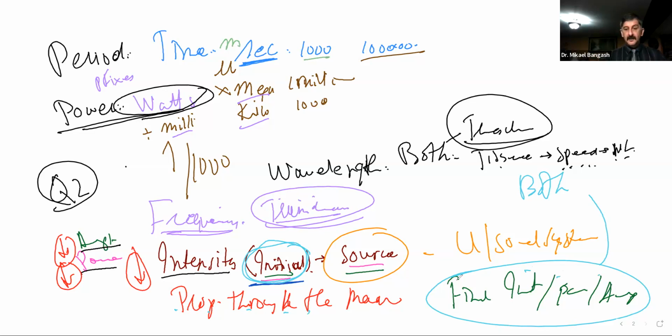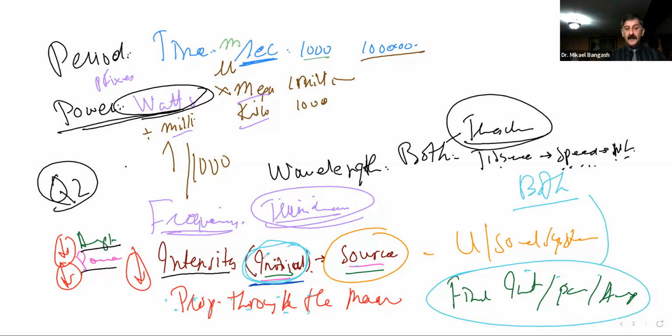So the final intensity is going to be determined by both. First, your initial intensity, power or amplitude, which was determined by the source. And then the media or tissues, the medium through which the sound will pass. Each individual tissue is going to cause its own level of decrease in these parameters. Did you guys get that?